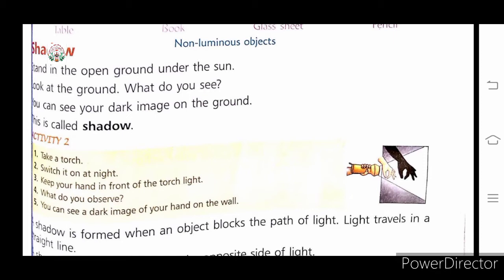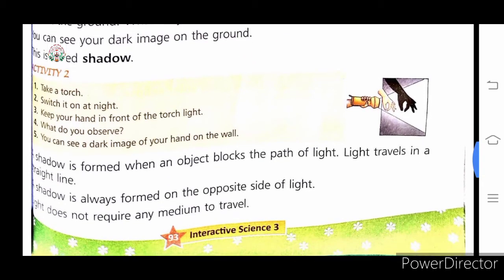Here one activity is given, children. Try to do it yourself. Take a torch, switch it on at night. Keep your hand in front of the torch light. What do you observe? You can see a dark image of your hand on the wall. This activity you can easily do at home. Okay children, so try to do it yourself and see your shadow image.